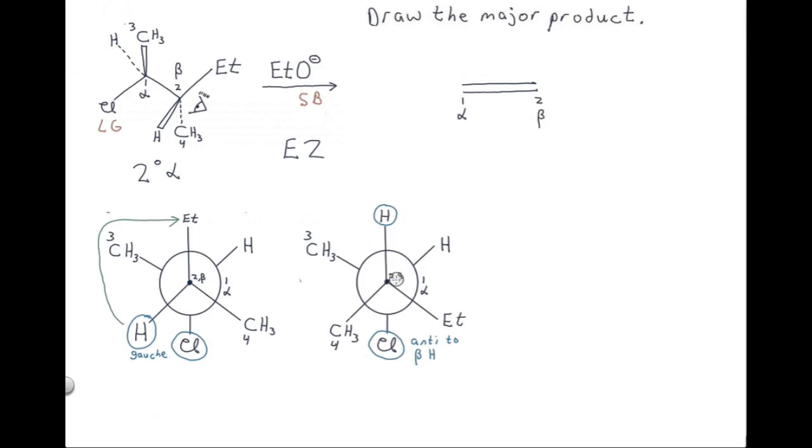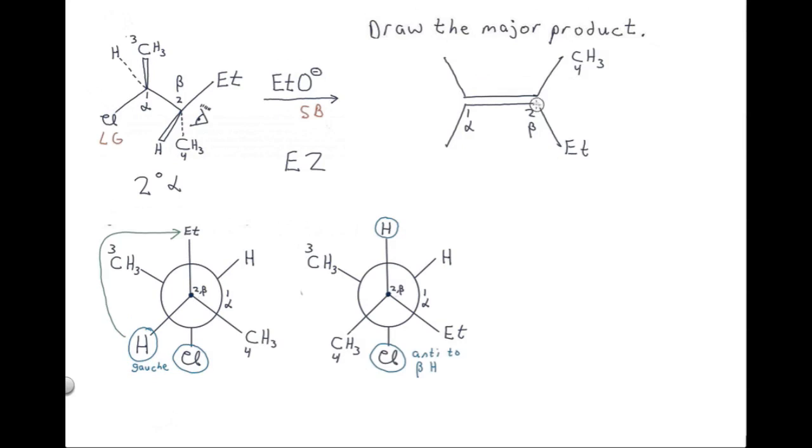Carbon 2 here we can see should be attached to carbon 4 and the ethyl group. Here's carbon 2 shown bonded to carbon 4 and the ethyl group. And now we work on carbon 1, and here's where we have to get the stereochemistry accurately.